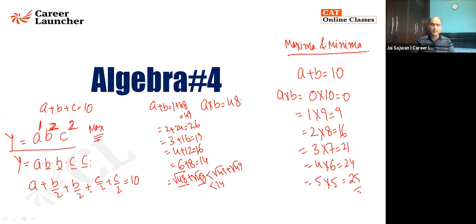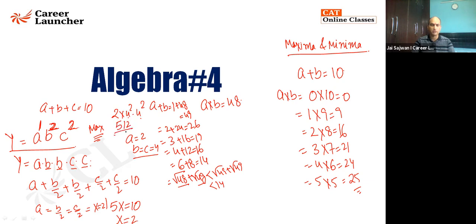So I'll say all of these values are constant, the reason being I want to multiply them. So I can say A is equal to B by 2 is equal to C by 2. If all of them are equal to X, I can say 5X is equal to 10, or X is equal to 2. The moment you put X equal to 2, you will get A is equal to 2, B is equal to C is equal to 4. So your answer is coming out to be 2 into 4 square into 4 square, which is 2 into 16 into 16, that is 512. So your answer comes out to be 512.